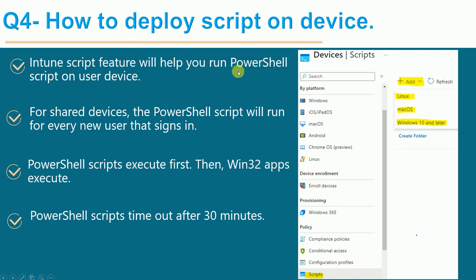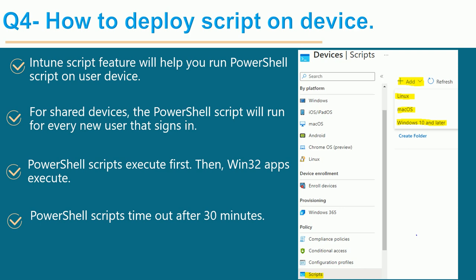Now, how to deploy a script? Basically this script feature is added to run a PowerShell script on the end user device. So this is very helpful, which will help you to deploy the PowerShell script on the end user device. Like Intune features will help you to run a PowerShell script. For the shared device, suppose you create a PowerShell script and you want to deploy it, and that device is used by many people, so it's a shared device. So whenever a new user logs in, your PowerShell script will execute again.